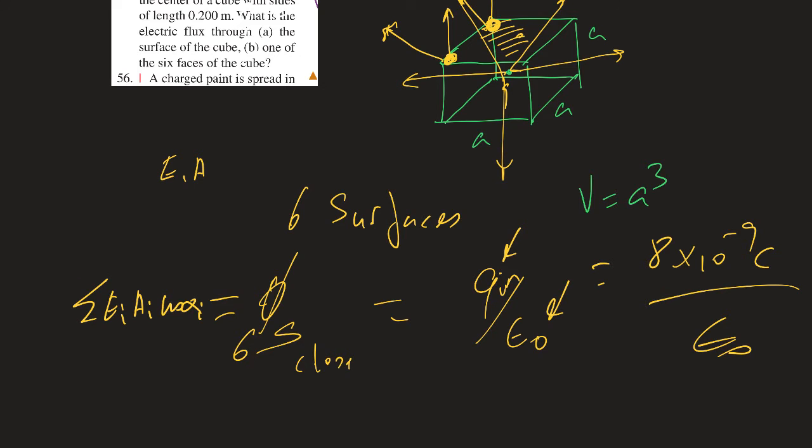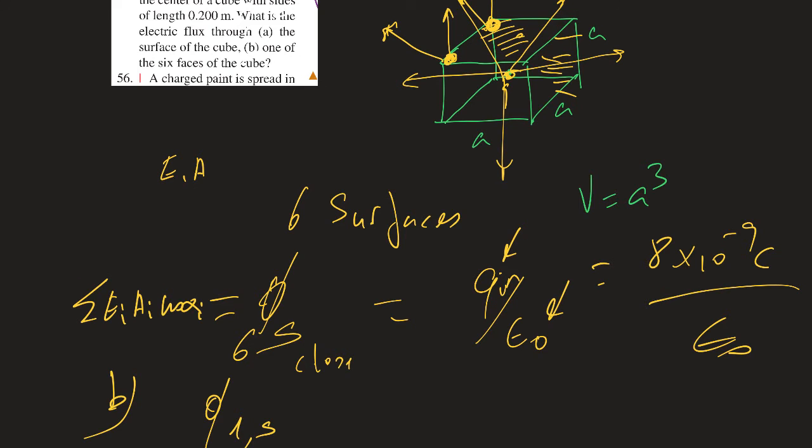But now comes question B. Question B is very interesting. What is the flux through one of the sides, for example this one? If you place the charge in the center, what is the flux through one of the surfaces? So you will think like this, with a symmetry, with an argument of symmetry.